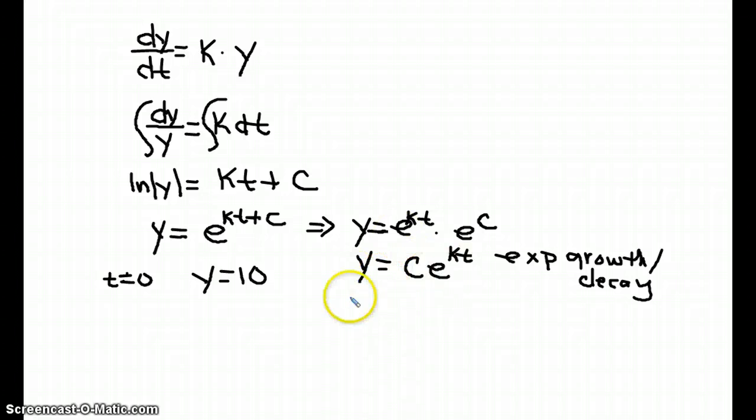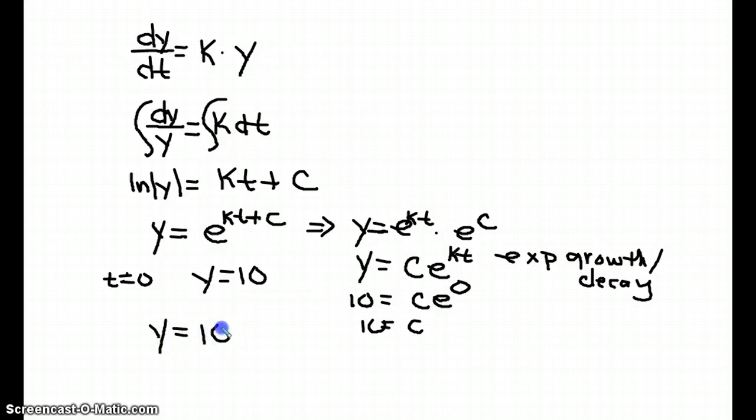If I sub that in, I get 10 equals c e to the 0. Even though I don't know what k is, the time is 0, so 0 times k is still 0. So I get c is equal to 10 because e to the 0 is 1. So my function so far is y equals 10 e to the kt.